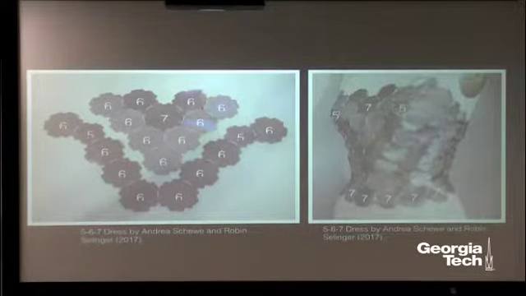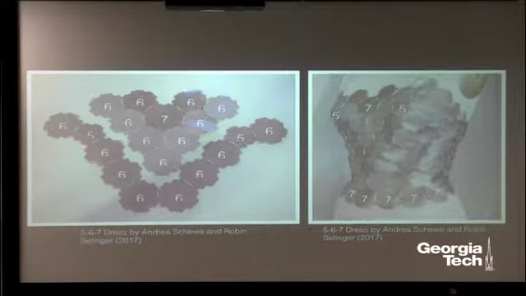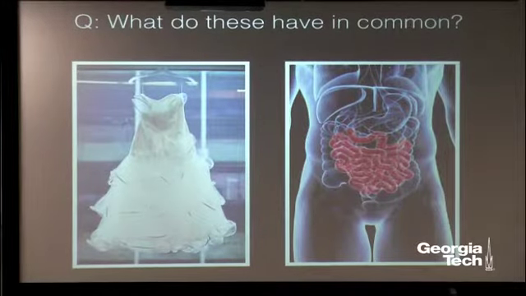Right. Okay, so what do you think these things have in common? So I've got this beautiful couture wedding dress and this jumble of human intestines. Does anyone have a guess?